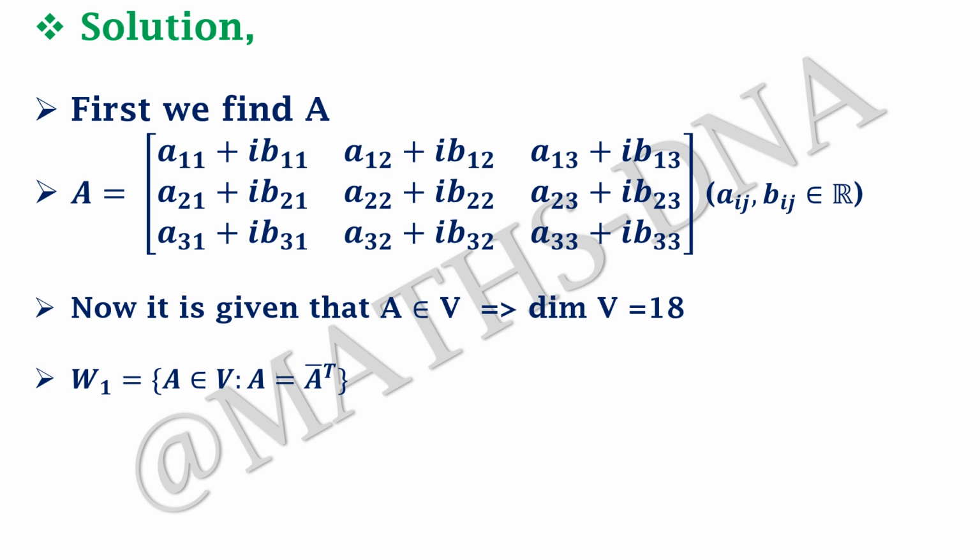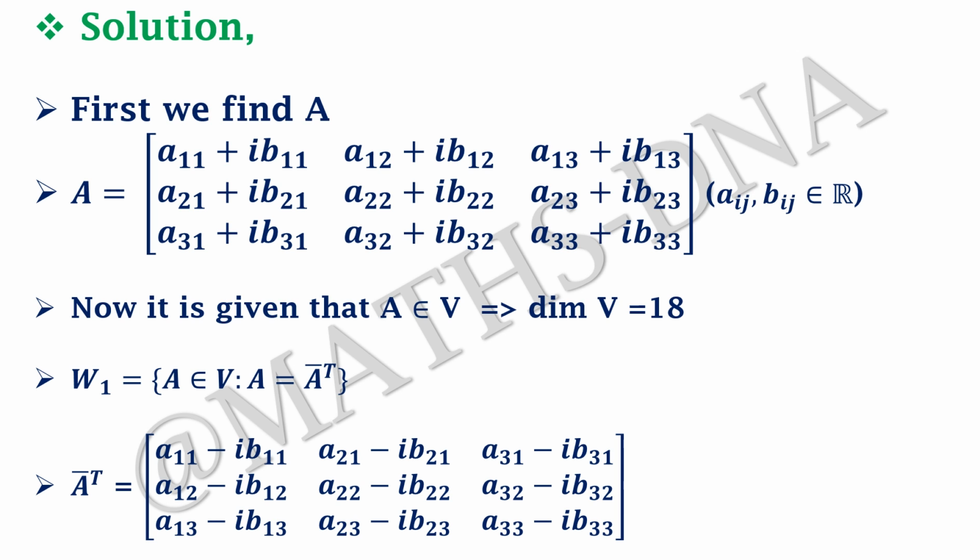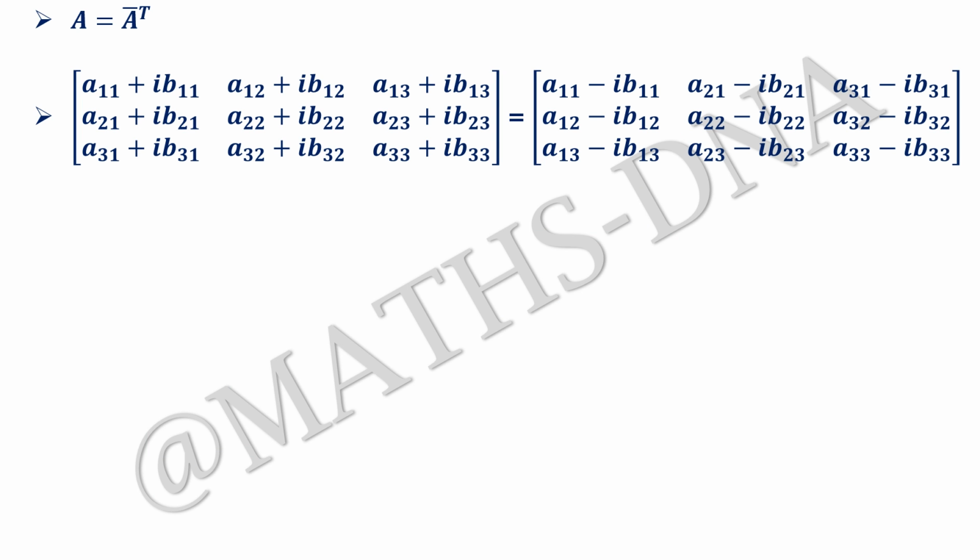Now, W1 is nothing but A belongs to V such that A equals A conjugate transpose. We already have the matrix A. Now we find A conjugate transpose. It will look something like this, where the sign of the complex entry, that is i, is changed and the rows are converted to the columns, that is A11 minus iB11, A21 minus iB21 up to A33 minus iB33. Now in W1 we have A equals A conjugate transpose. So putting both the matrices as equal and then equating them term by term.